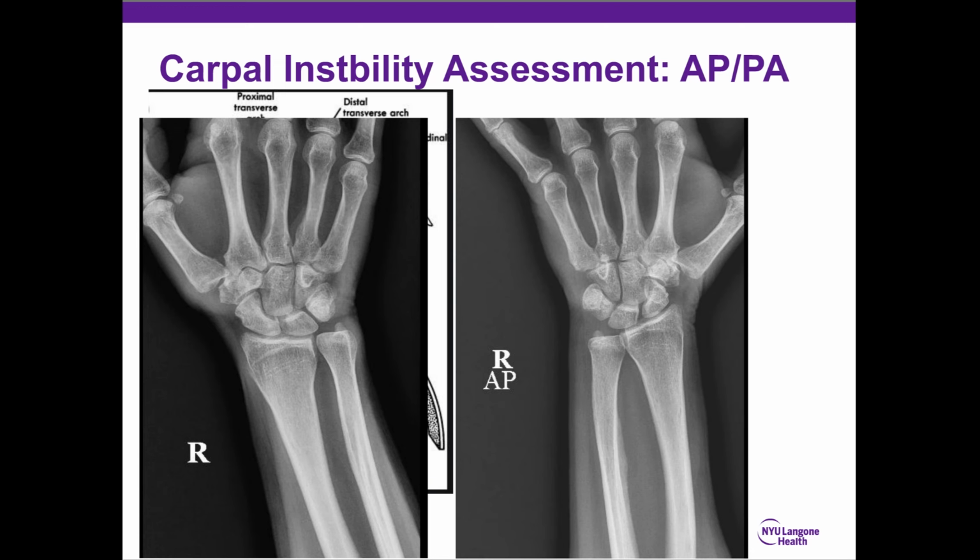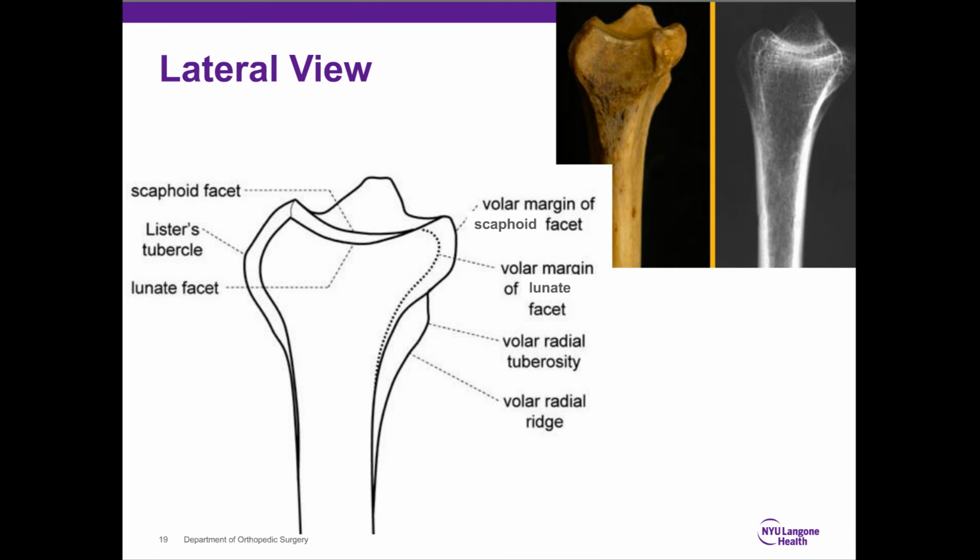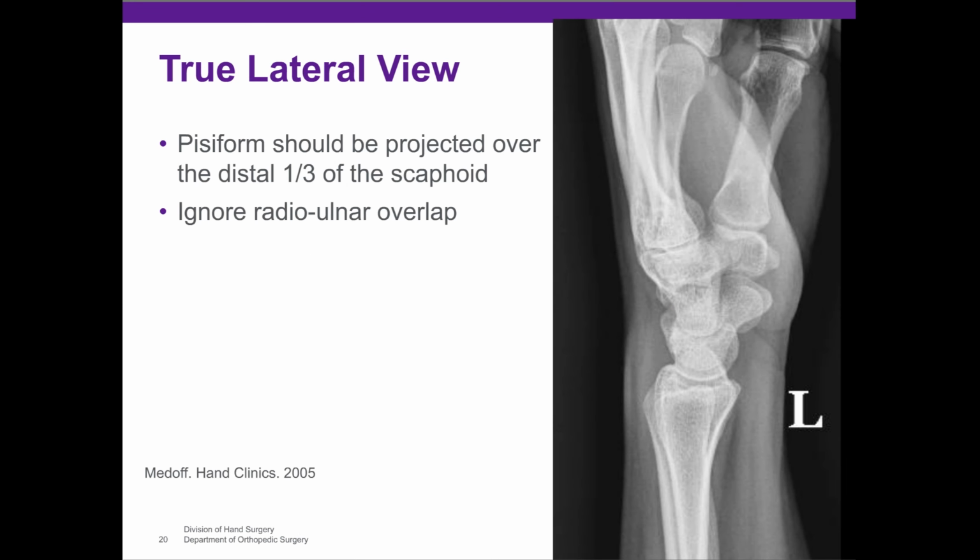The other thing that I'll show you is the sigmoid notch. Let me see if I can point to this here. Anyway, on the PA you're sort of looking right down the barrel of the sigmoid notch because of its dorsal obliquity. Granted, there is quite a bit of variation, but it's just something to keep in mind. The AP is better for assessing carpal instability. Okay, so let's look at the lateral and see what information we can glean from a lateral x-ray.